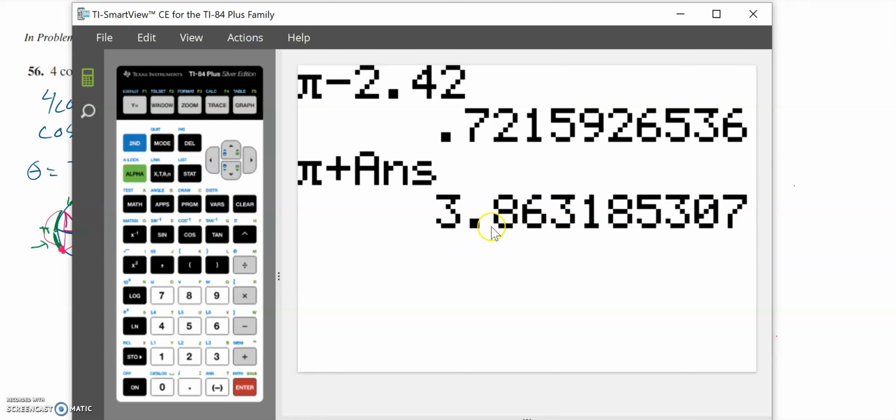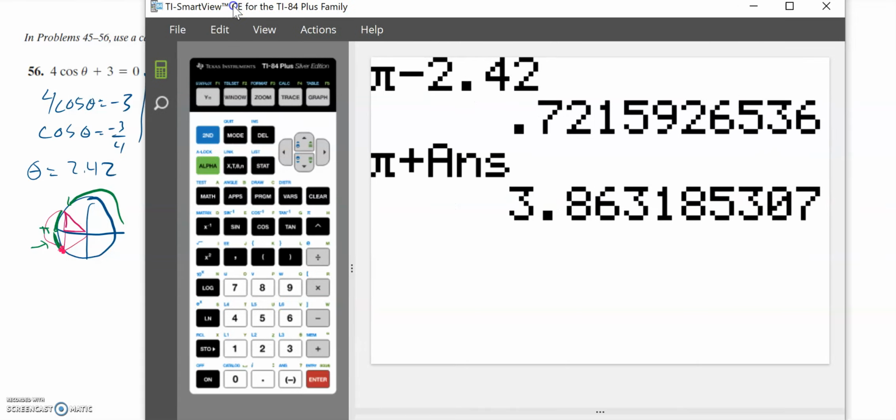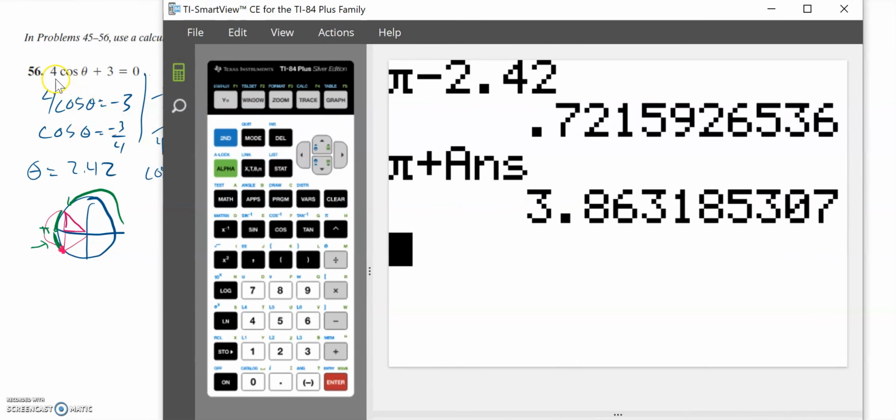So it looks like the answer we're looking for, rounded to 2 decimals, is 3.86. I want to show you how this answer checks, why I have it on the screen here. So let's just check the answer that we have here. Again, I'm going to use that ANS trick. So if I do 4 cosine of this answer plus 3, it should kick out 0.